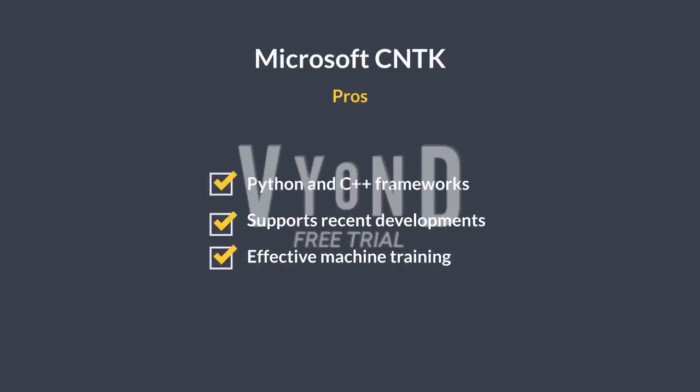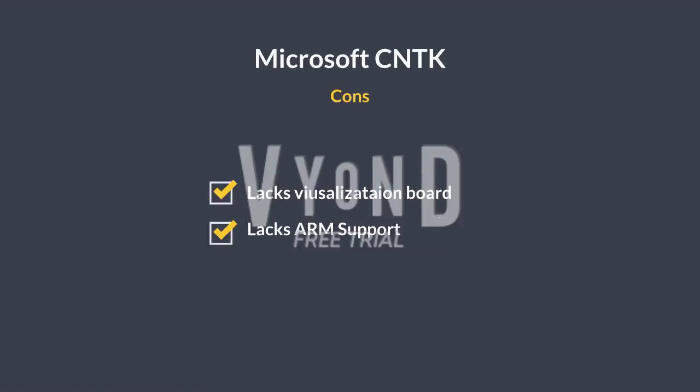Pros: as it supports Python and C++, this framework can work with multiple servers at once and hence makes the learning process quicker. It has been developed keeping in mind the recent developments in the world of AI. Microsoft CNTK's architecture supports GAN, RNN, CNN. It permits distributed training to train machine models effectively. Cons: it lacks a visualization mode and mobile ARM support.